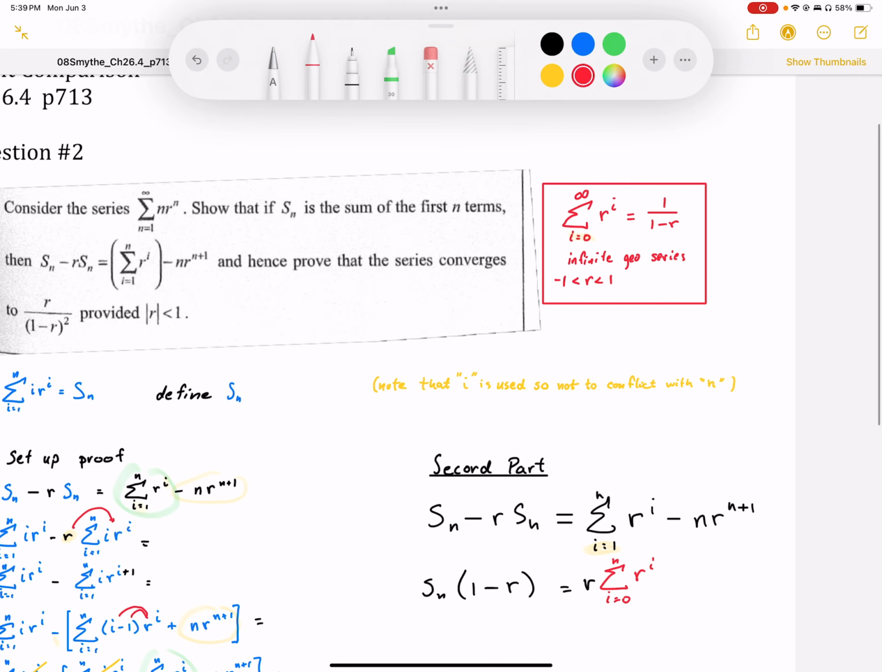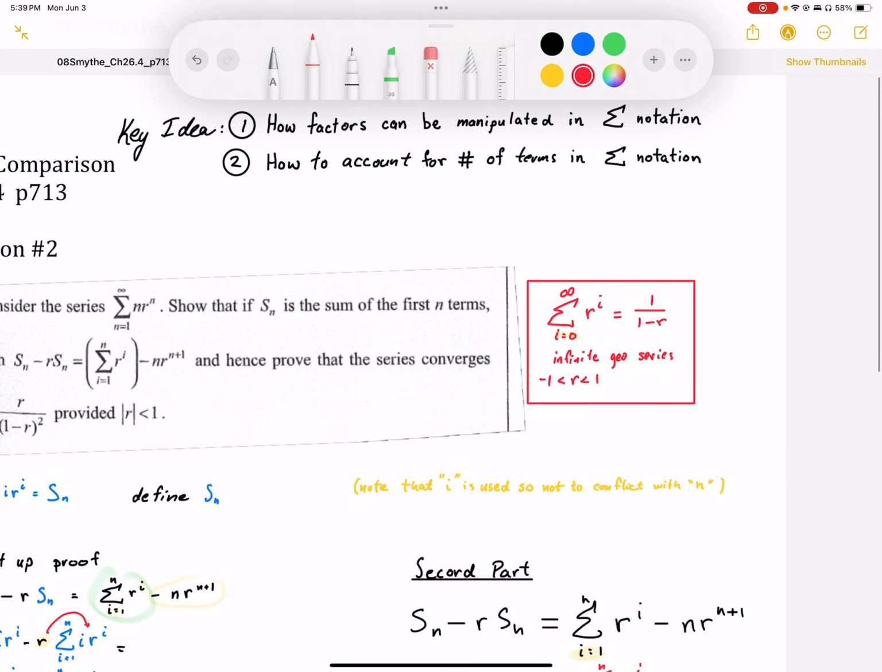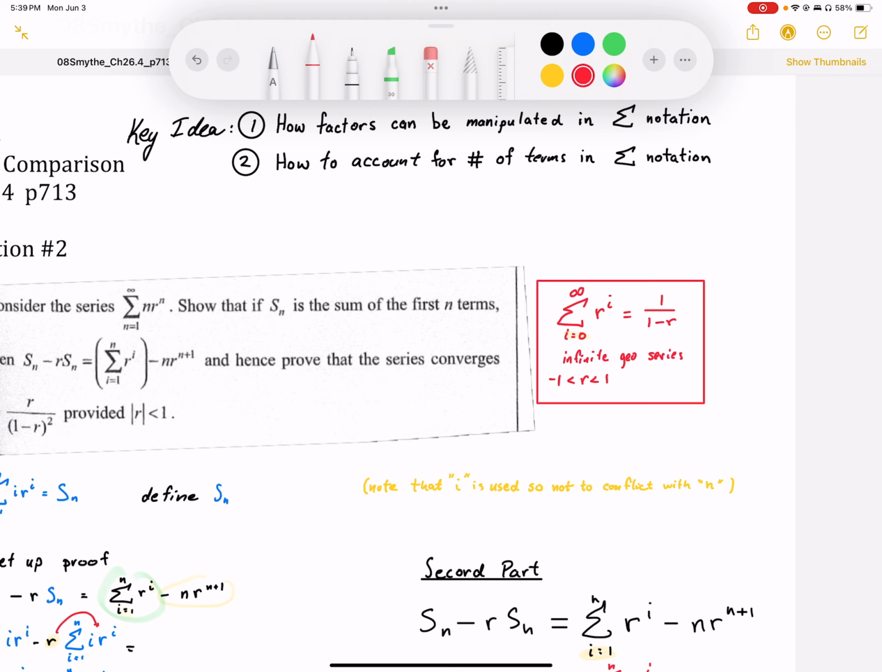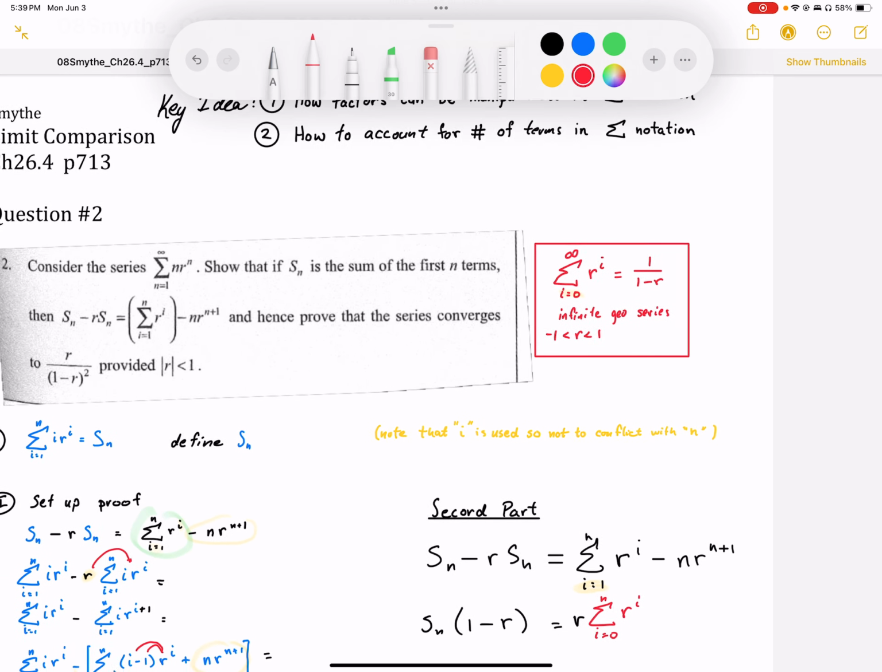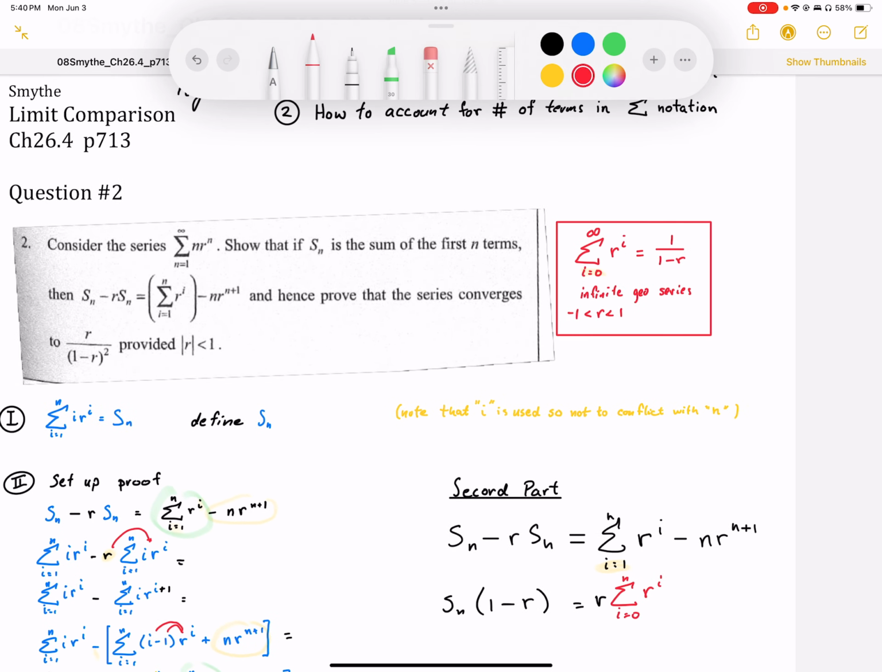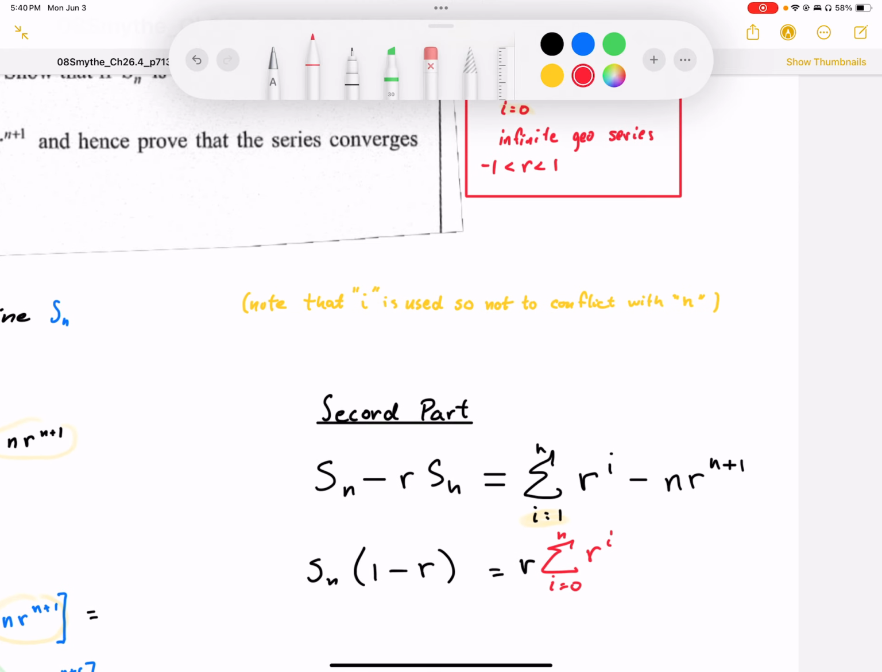Notice that we're accounting for the number of terms in the notation. We're changing the number of terms, so we had to adjust the expression for starting at 0 instead of 1. This is more of a problem from our starting point than our ending point. The rest of it is minus n times R to the n plus 1.